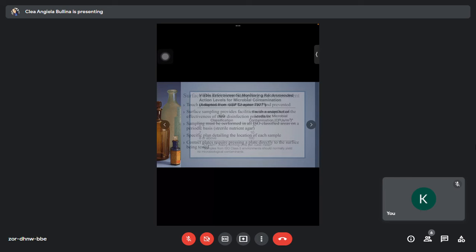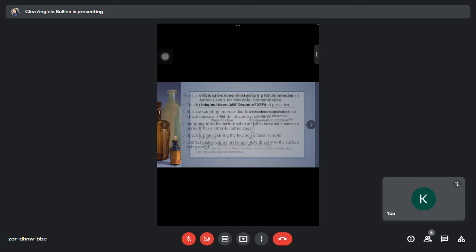So what agar do we use? It's a sterile nutrient agar contact plate for flat surfaces, or swabs for equipment, as well as non-flat surfaces. So we use sterile nutrient agar for the sampling, at least every 6 months.